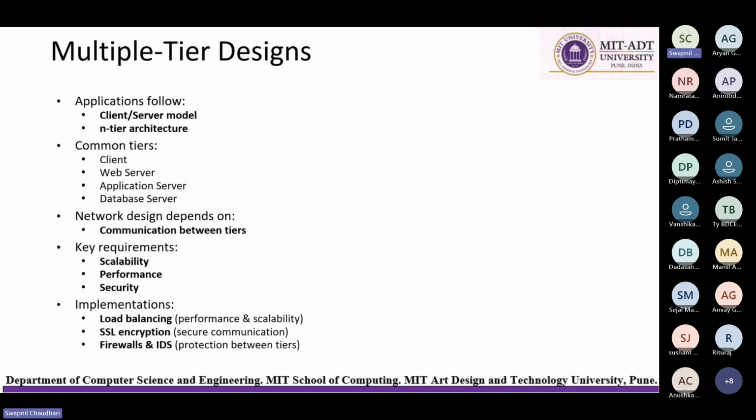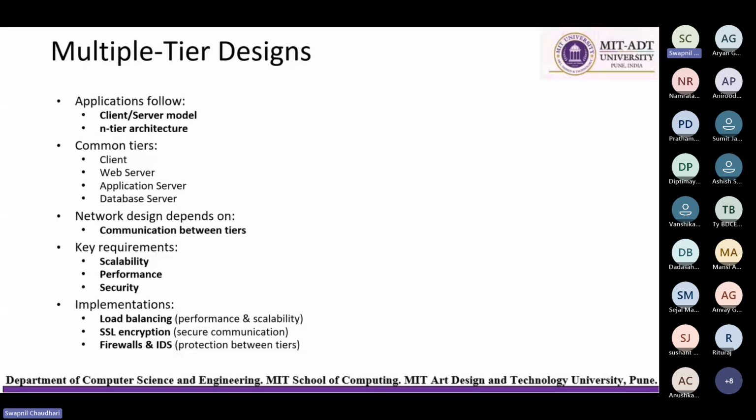So, okay. Multi-tier design. Let's discuss what the multi-tier design is. I hope in the previous session we also discussed the multi-tier design. Let's understand the concept of the multi-tier design, which is widely used in modern data centers. Suppose application models: most applications follow either the client-server model or the n-tier architecture. Okay, so what is the client-server model? It is the simplest architecture, where the client communicates directly with the server.